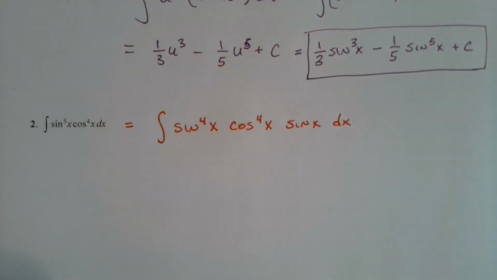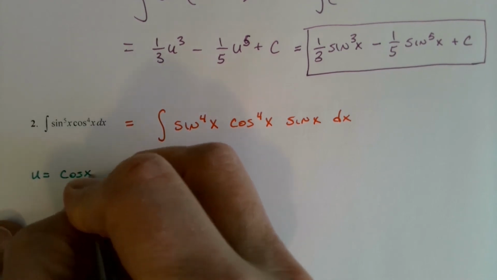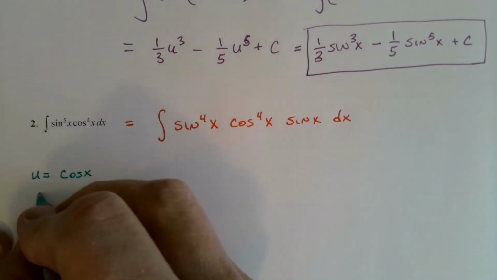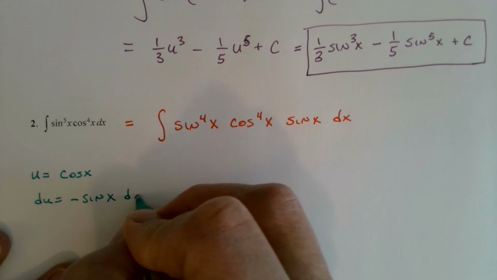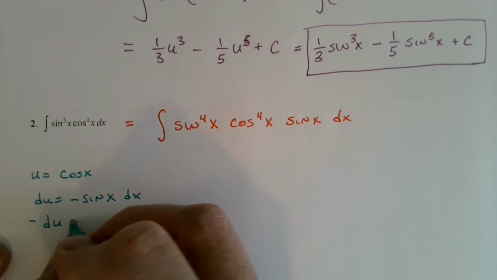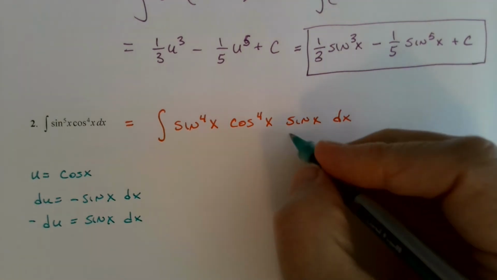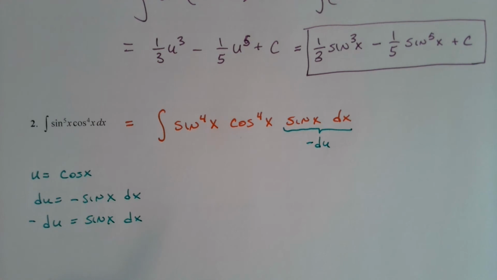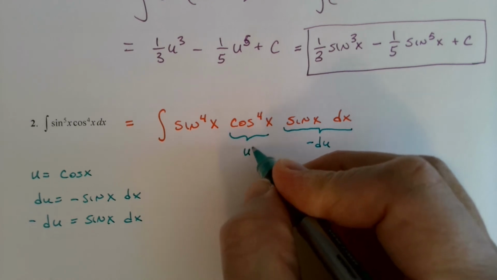Now, when I come in and I'd say let u be cosine of x, that's what we're going to choose in this case. So that our du, notice, the derivative of cosine is negative sine x dx. So we do have this little negative factor floating around that we have to be careful about. So this part right here becomes negative du. Now, of course, cosine to the fourth is just u to the fourth.